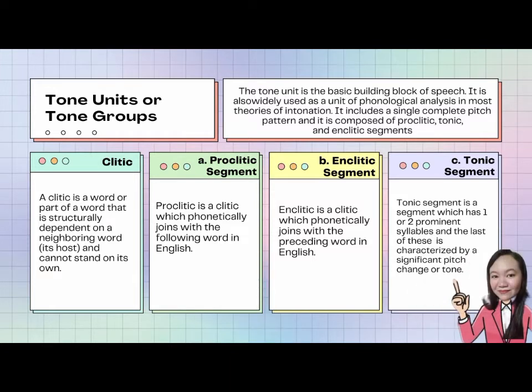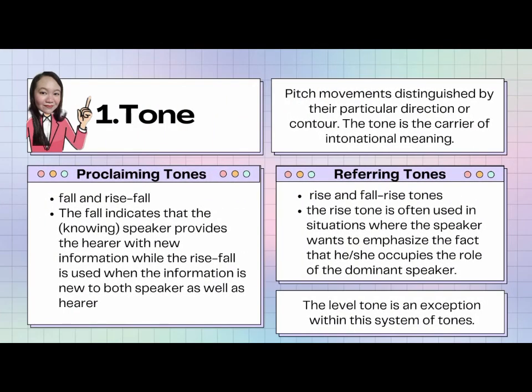Lastly, the tonic segment. Tonic segment is a segment which has one or two prominent syllables, and the last of these is characterized by a significant pitch change or tone. Let us proceed with the first system, the tone. The tone is a pitch movement distinguished by its particular direction or contour. The tone is the carrier of our intonation meaning.